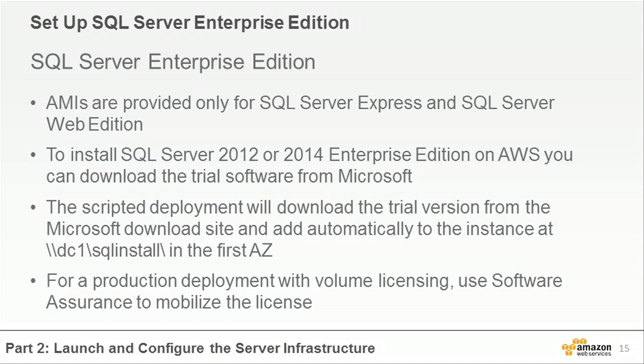It's actually fully scripted as part of the deployment. So in the CloudFormation template, and we'll go into that a little bit further down, is really the download information for downloading and installing SQL Server Enterprise for both 2012 or 2014. And of course, should you choose to put this into a production mode, you would then install your own licenses using the software assurance model to mobilize licenses into the AWS platform.